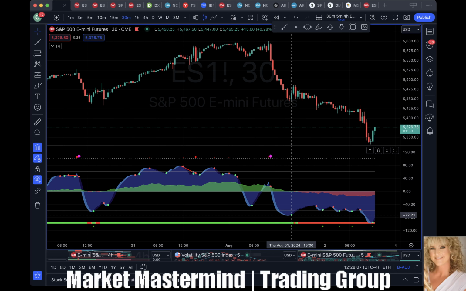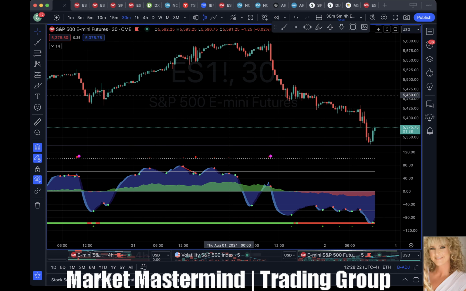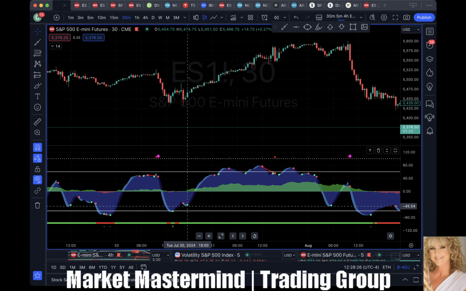The bounce off of this would have been a very small bounce, even though it was green under green money flow. So this is an example of it not working as well. Even though there was confluence along with what we were seeing on the charts for other areas, it was not as effective.